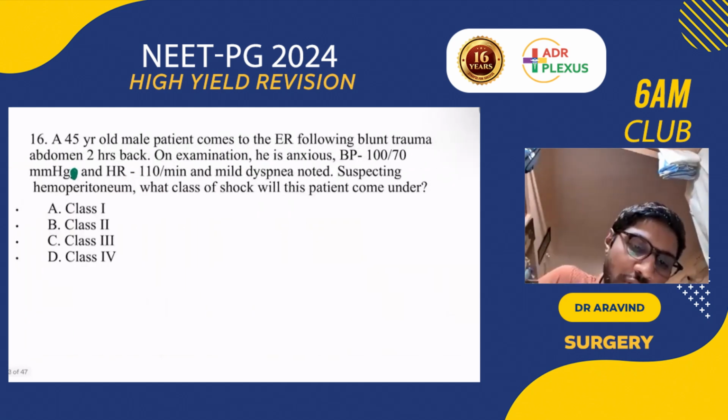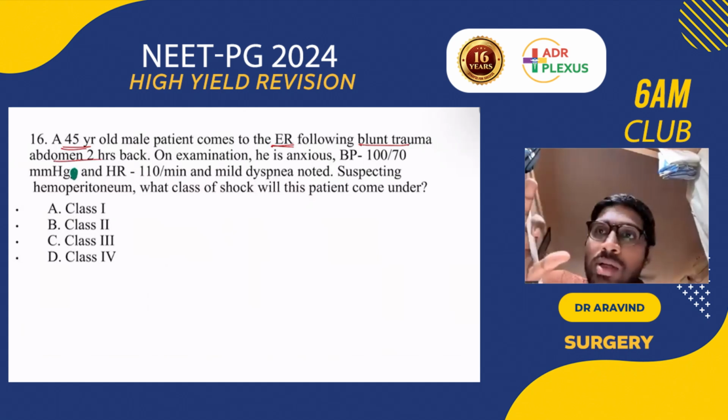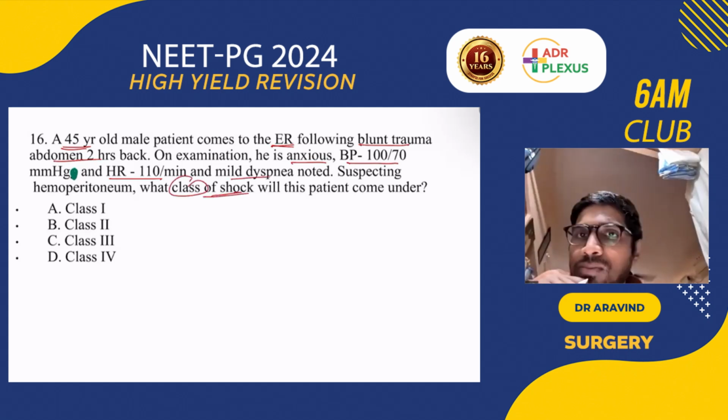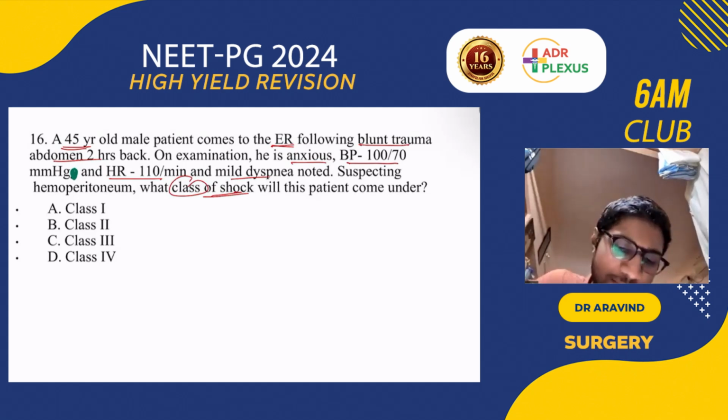Next, a 45-year-old male patient comes to the ER following blunt trauma abdomen 2 hours back. This is based on the class of shock. On examination he is anxious, BP is 100/70 and heart rate is 110. Mild dyspnea is noted. Which class of shock? Don't make a mistake. Option A is never the right answer. I thought people would get confused between B and C, but people are very clear. B is the right answer.